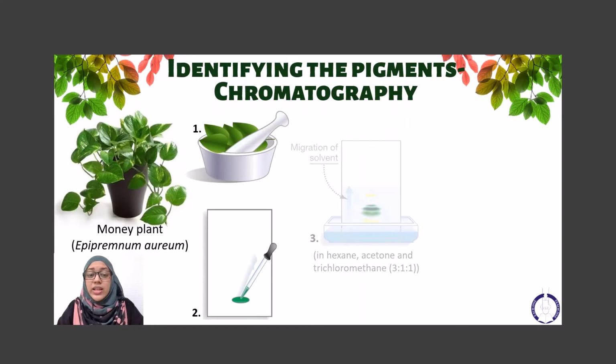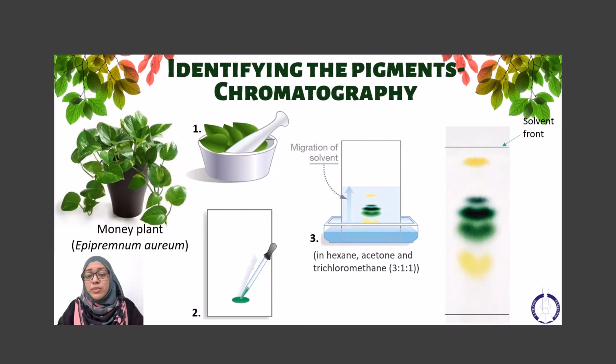So I take out the leaves, make a solution out of it, use a particular solvent, separate it out, and I get the results here. And I've used the solvent hexane, acetone, and trichloromethane. And you can see I've marked the solvent front, and I've also found that there were 5 different pigmented spots here, which tells me that my money plant has 5 different pigments in it. So I could find out what these pigments are by first identifying their RF values, but I'm interested in just one of them compared to the others.